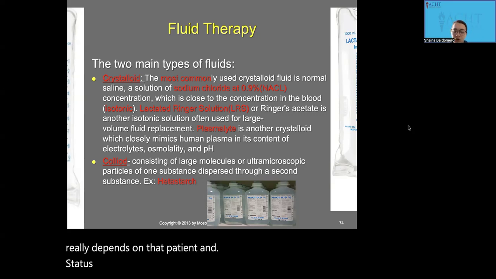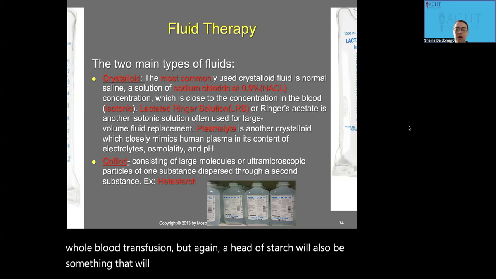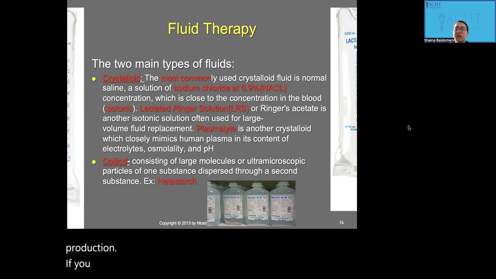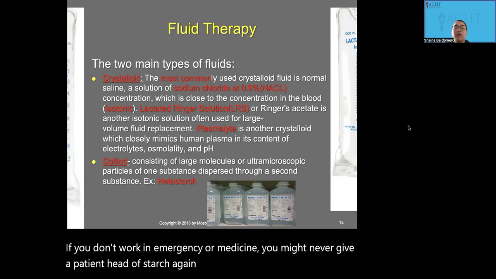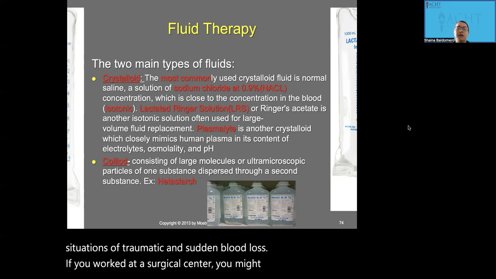If it's a traumatic injury, usually we're going to be giving a whole blood transfusion. But again, hetastarch will also be something that we'll be giving the patient to help promote more production. If you don't work in emergency or ER medicine, you might never give a patient hetastarch. Again, this is really only for use in situations of traumatic and sudden blood loss. If you worked at a surgical center, you might also come into contact with it as well.